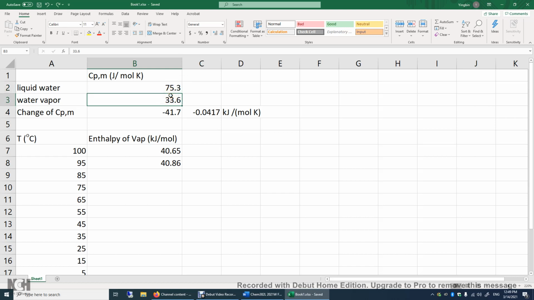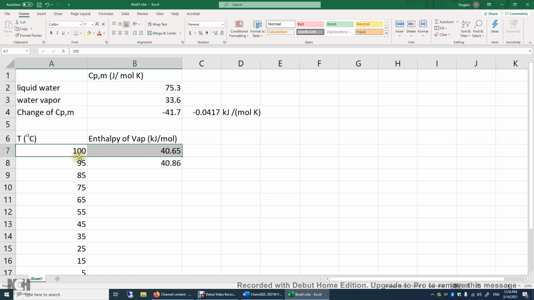And then we're talking about vaporization, so the change of CPM is product minus the reactant. Therefore, we have this cell B3, water vapor, minus cell B2, the CPM of liquid water. And then I converted this number to kilojoule per mole K because we want to use a consistent unit. And now this is given to us. The enthalpy of vaporization is 40.65 kilojoule per mole at 100 degrees Celsius.